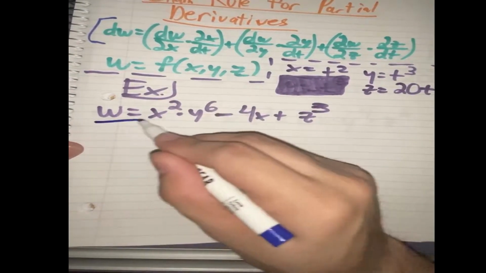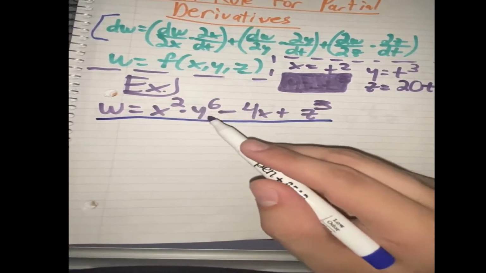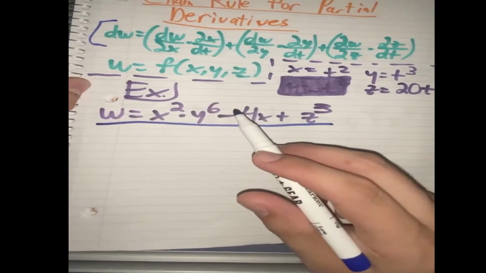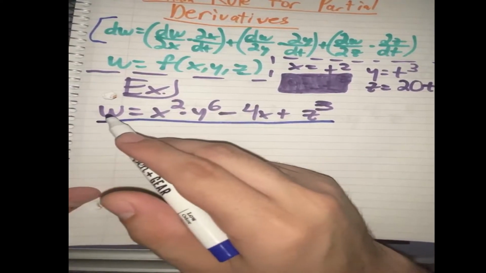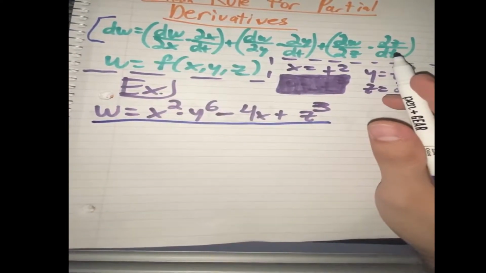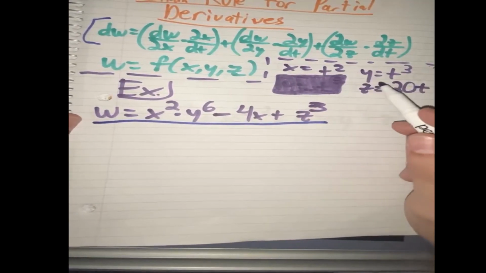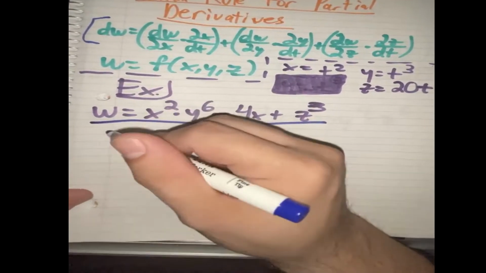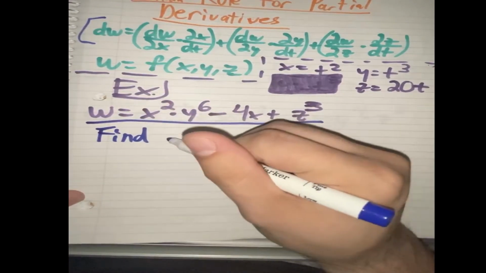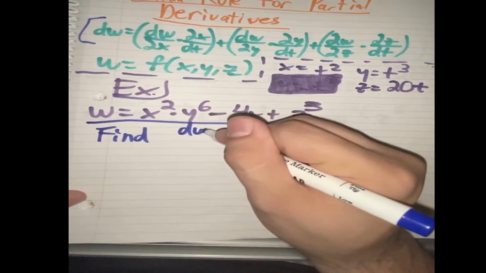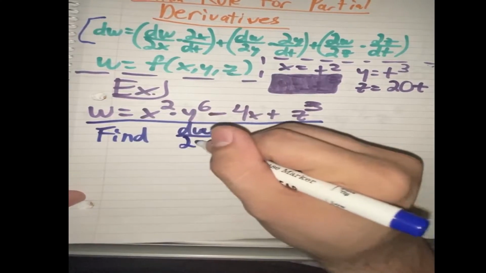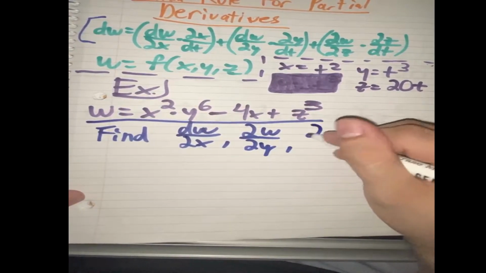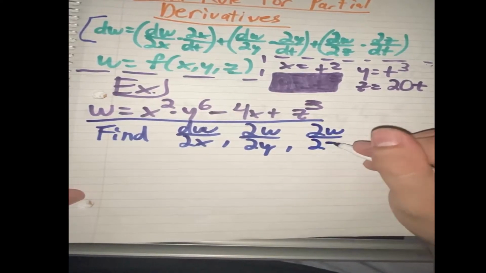Here we have a function w, which is x squared times y raised to the 6th power minus 4x plus z cubed. We're asked to find the derivative of w, so we use this formula. Notice that x is equal to 2t, y is equal to t cubed, and z is equal to 20t. We're going to do this step by step. We'll find the partial derivative of w with respect to x, with respect to y, and with respect to z.